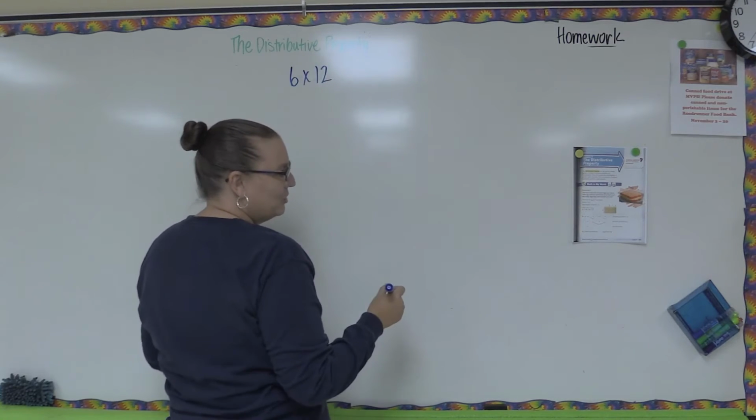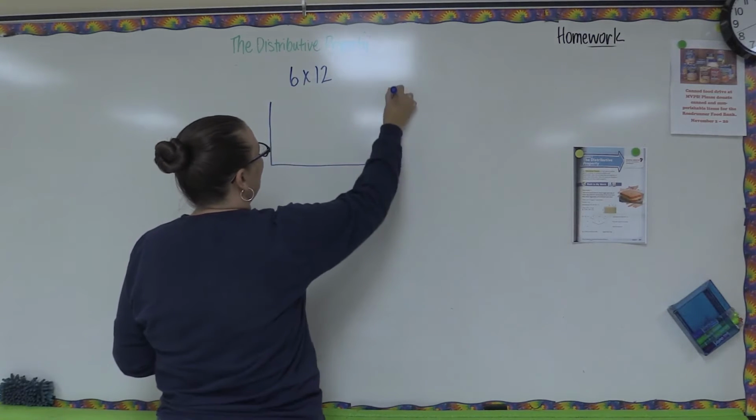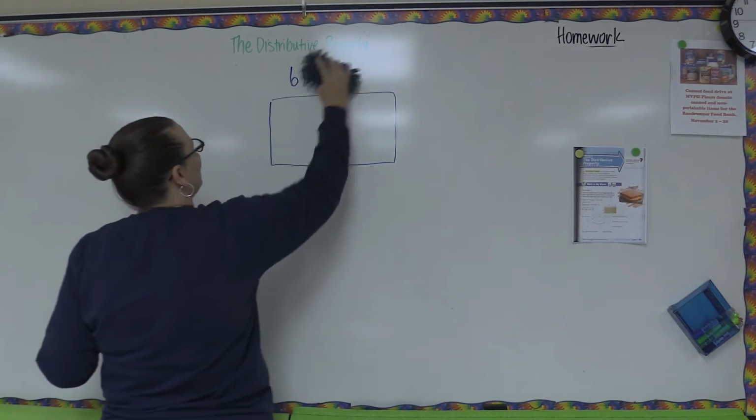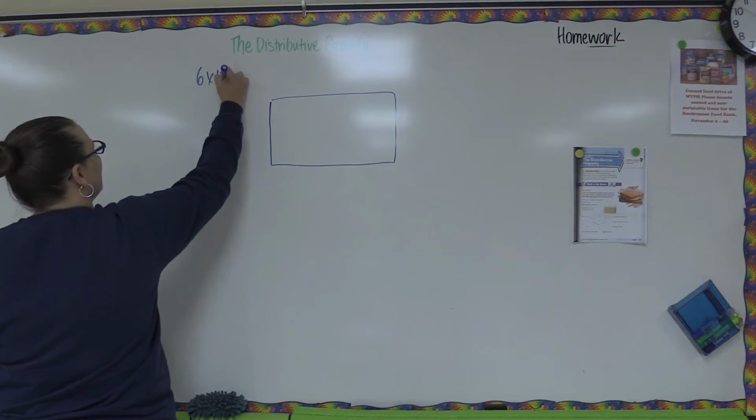One of the methods for doing this is using the distributive property. So again, it's these boxes that we've worked with before. I always write that too close. Let me move this one over a little bit, put it over here on the side. 6 times 12.